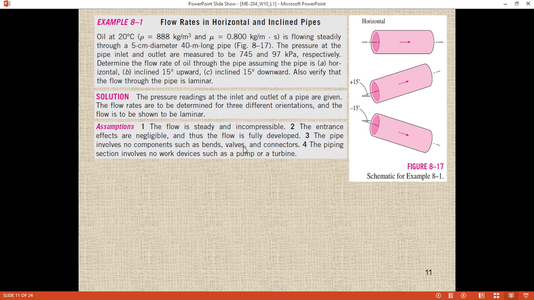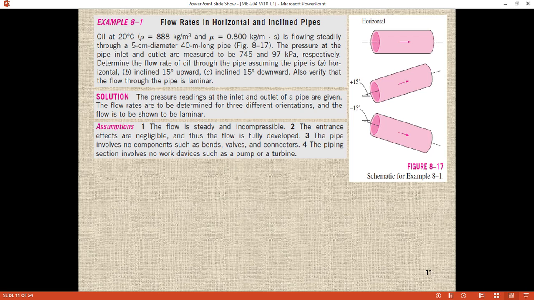The pipe involves no components such as bends, valves and connectors. So these equations are applicable only for what we have studied so far, which is straight pipes. No bends and valves are considered. The piping section involves no work devices such as pumps or turbines, and there is no pump or turbine we are considering.